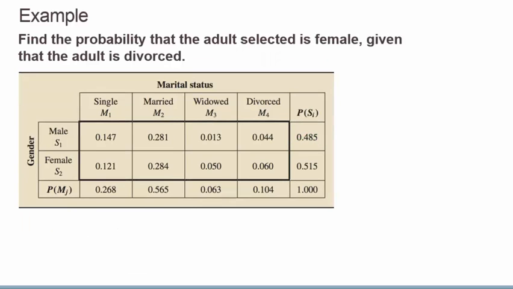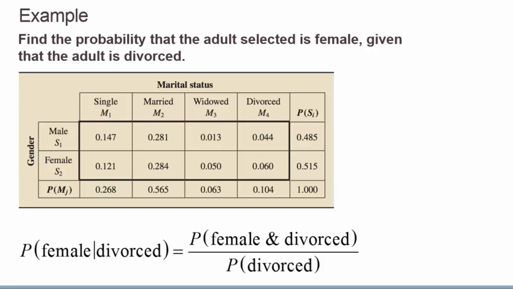Continuing with our example, we now want to find the probability that the adult selected is female, given that the adult is divorced. So we start with the probability female | divorced, which is the correct notation for female given divorced. So we want the probability that we have female and divorced divided by the probability of divorced. Since divorced was mentioned after the word given, that's our new denominator.